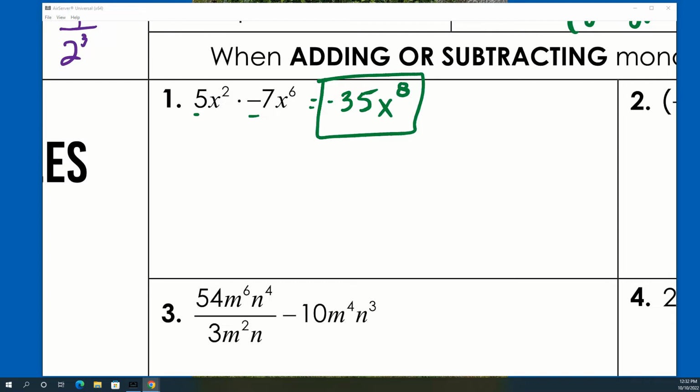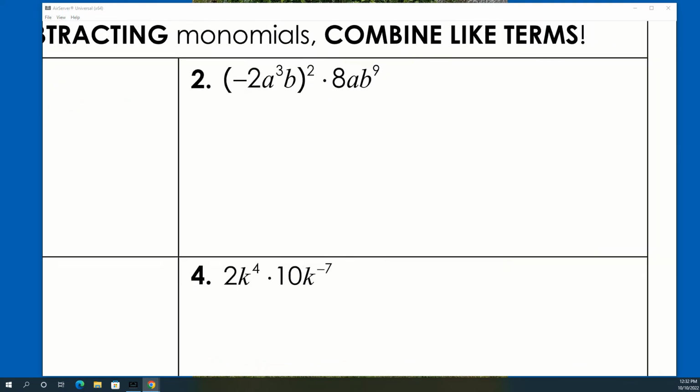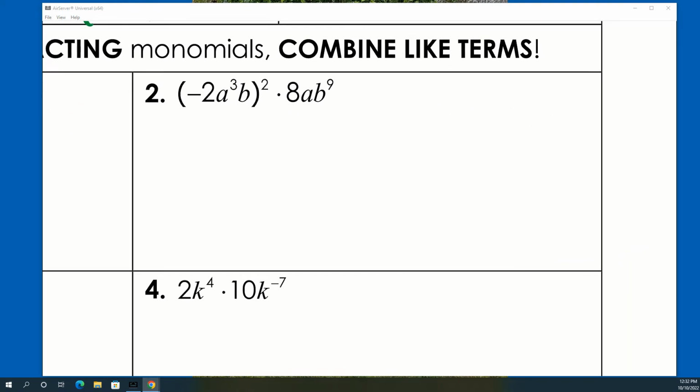All right, now I think on all the rest of them, we're going to use multiple rules to get to the answer. So on number 2, I can't multiply these yet because this one has a power. So the first thing I'm going to do is just square this stuff that's in these parentheses. So it's negative 2 squared? Or negative 2 times negative 2?